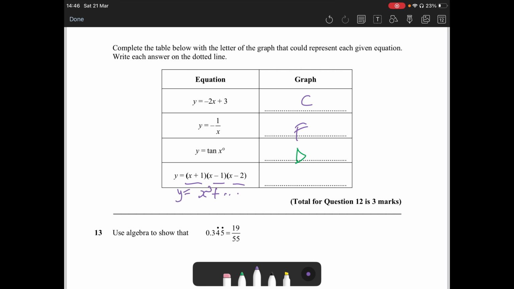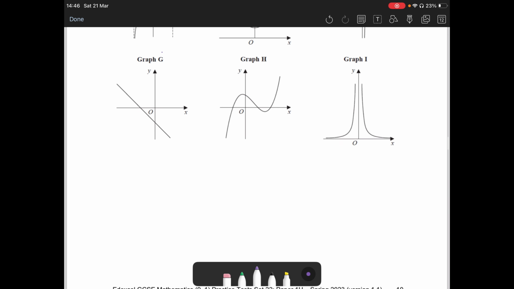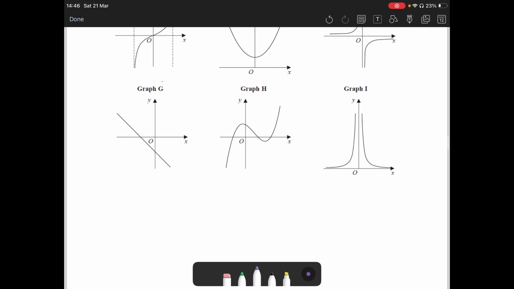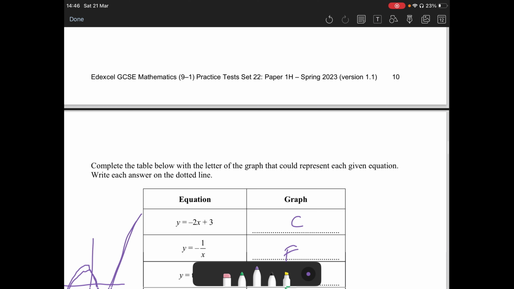Now, all cubic graphs where the x cubed is positive, here it's +1, if you imagine the number in front of x cubed, always have this wave. It goes up, down, and up again. If it was negative x cubed, it would go downwards, but it doesn't. So positive x cubed looks like a wave. It starts at the bottom, goes up, comes down a little bit, and back up again. All cubics have this shape. So looking at these, the only one that looks like that is graph H, and we are good to go.